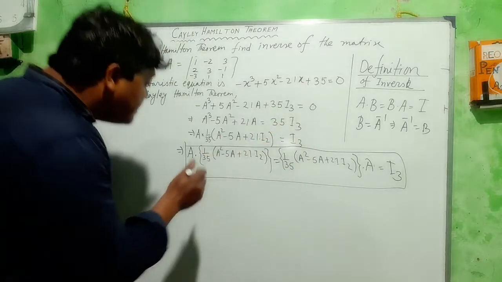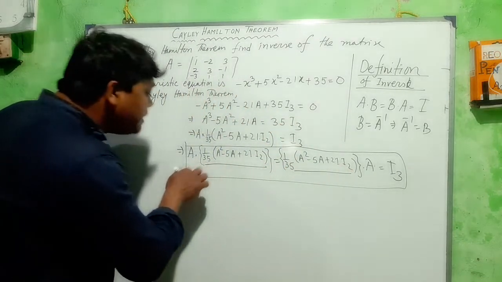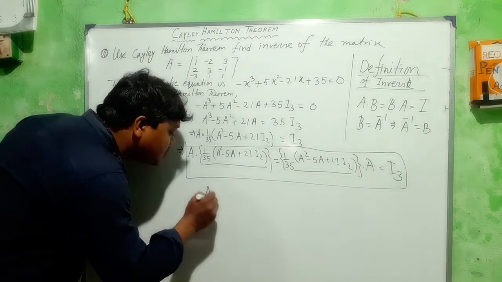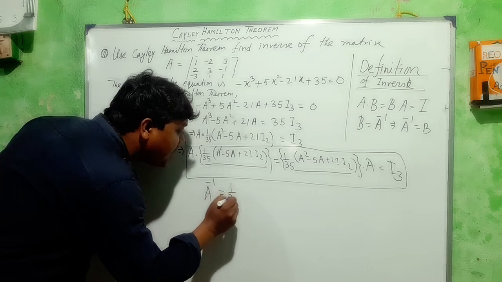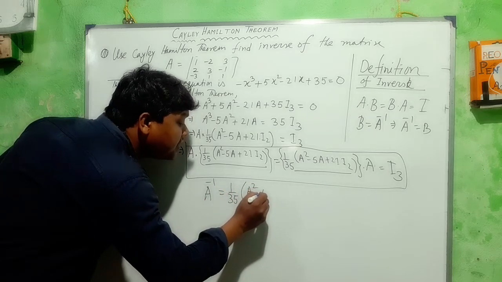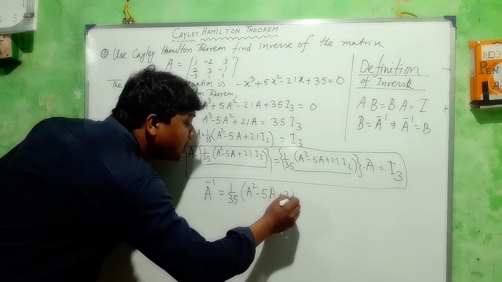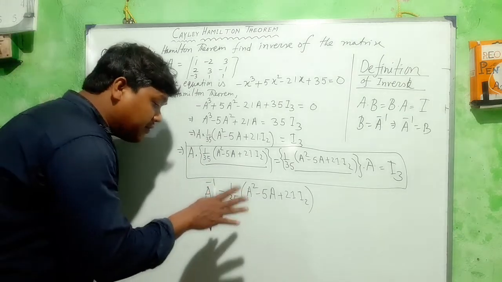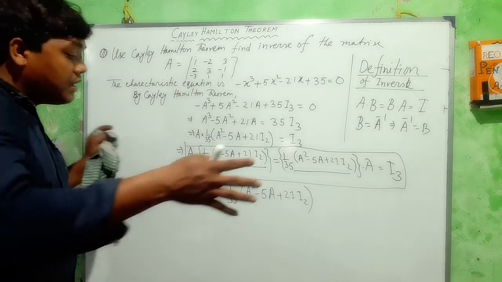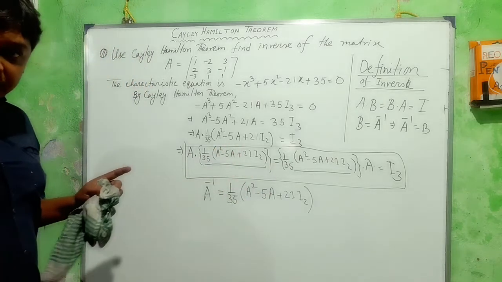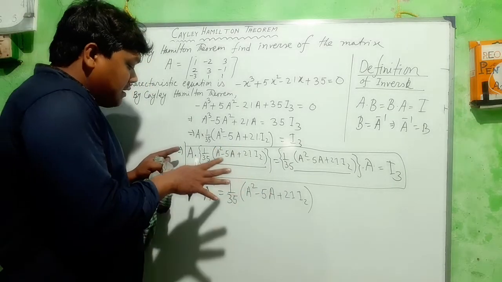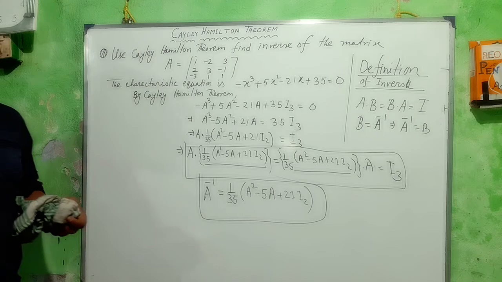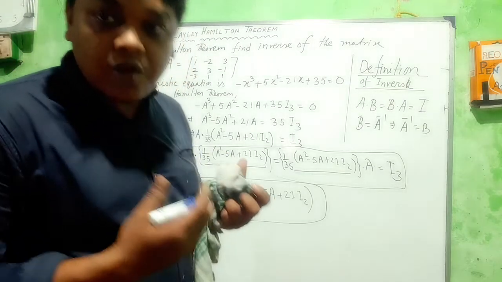Okay, you see that this part is B. A into B, B into A equals I3. So A inverse equals B, that means 1 by 35 (A square minus 5A plus 21 I). You can calculate A square, 5A and 21 I, add and subtract and divide by 35, and you will get the inverse. Otherwise you can express it in this fashion also. This is the inverse of the matrix by using the Cayley Hamilton theorem without any calculation of determinant.